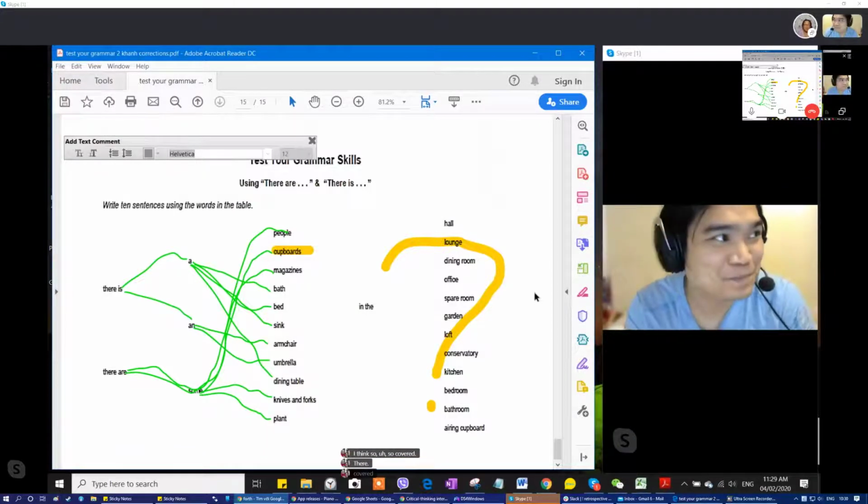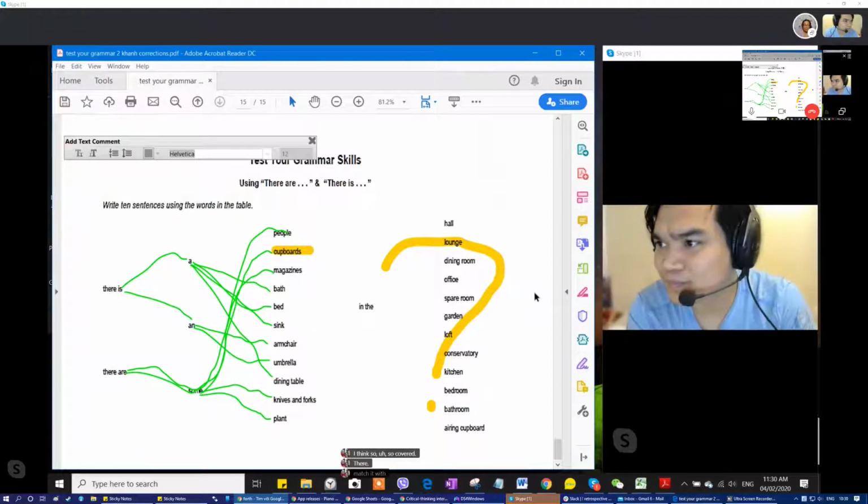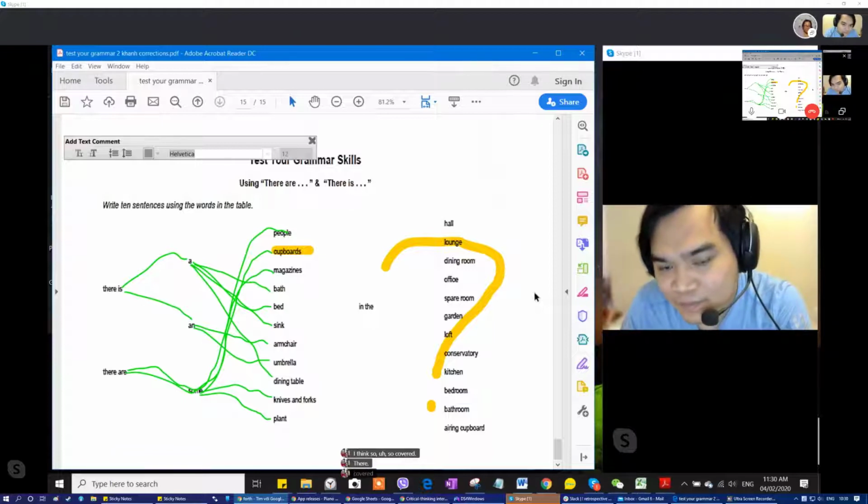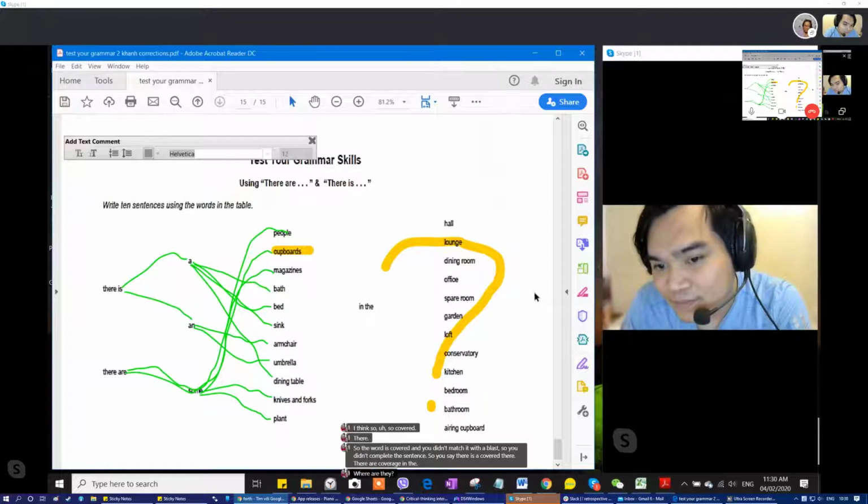You didn't match it with the last. So you didn't complete the sentence. So you say there is a cupboard. There are cupboards in the. Cupboards. Where are they? So you didn't complete it. See, in the, because this is supposed to know where they are, to expand your vocabulary.